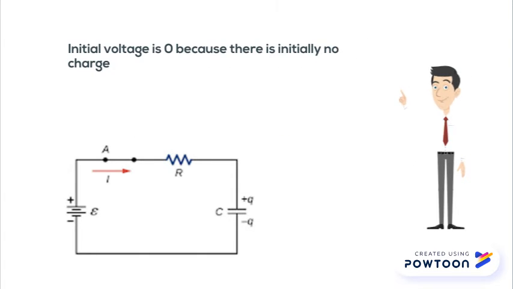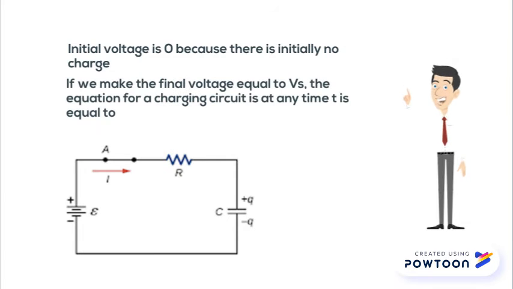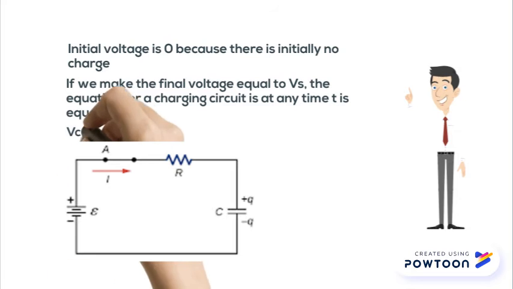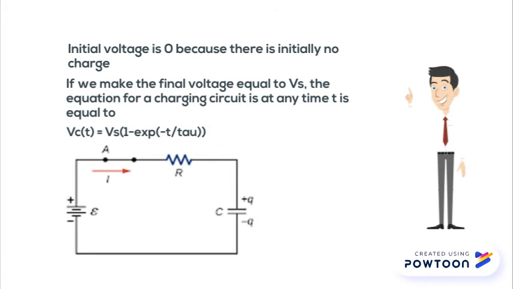Initial voltage is 0 because there is initially no charge. If we make the final voltage equal to Vs, the equation for a charging circuit at any time t is equal to Vs times 1 minus e to the negative t over tau.